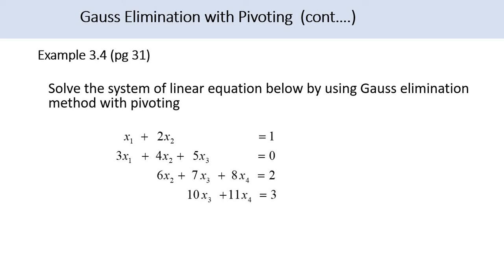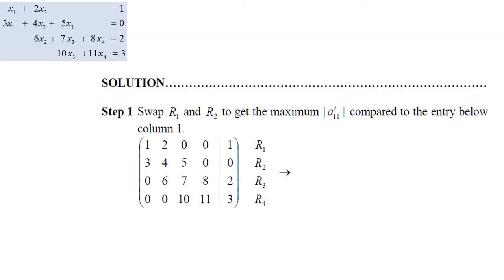This is our second example on Gauss elimination with pivoting. Solve the system of linear equations below by using the Gauss elimination method with pivoting. So this is an example. The first step, you need to swap our first column. However, you must make sure that we have the maximum A11.